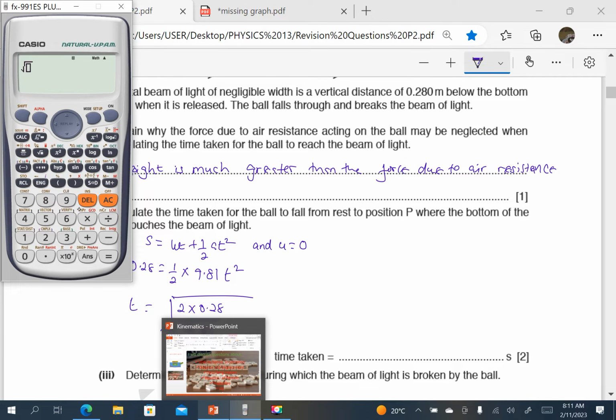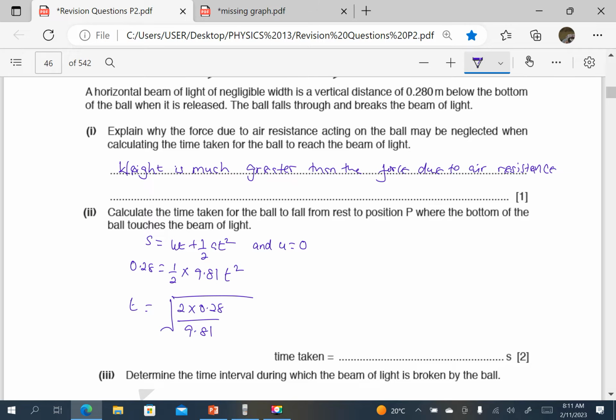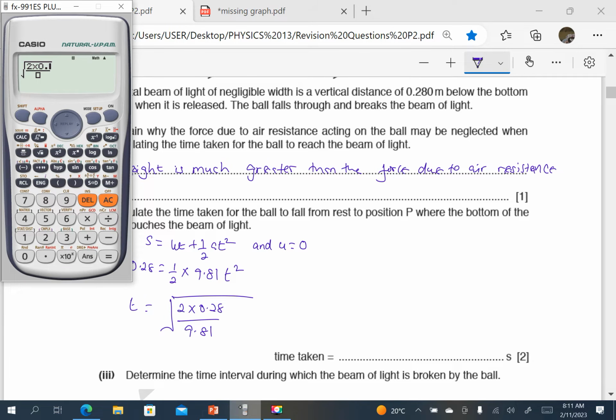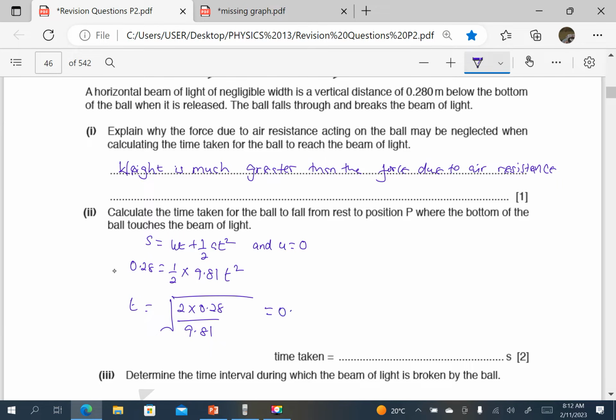Square root of 2 times 0.28 divided by 9.81. So that gives us 0.239, which is approximately 0.24.